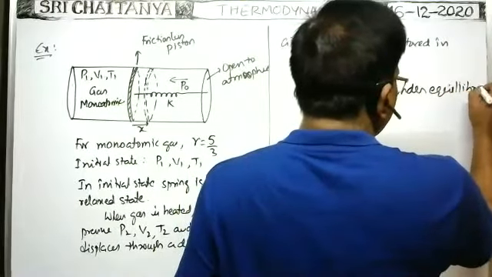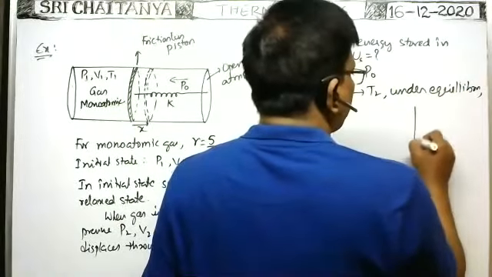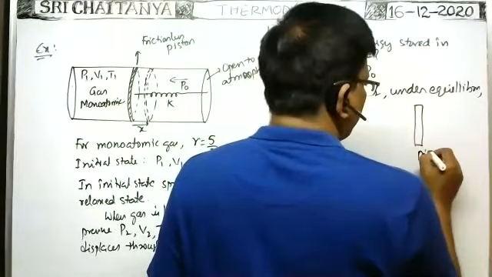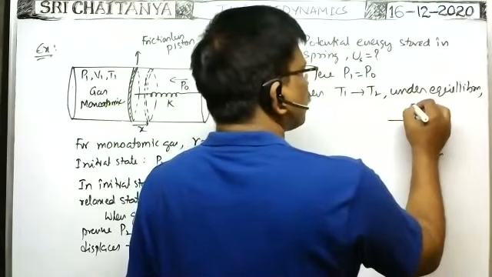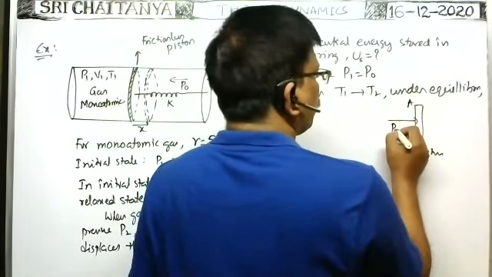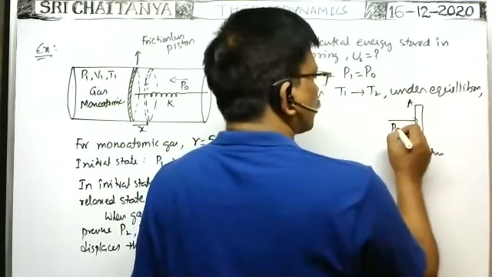When the pressure increases to P2 on the piston under equilibrium, what are the forces acting on the piston? Suppose this is the piston, and the area of the piston is capital A. Then the force due to pressure P2 acts on the piston outwards: P2A.